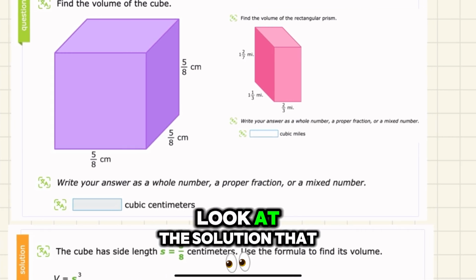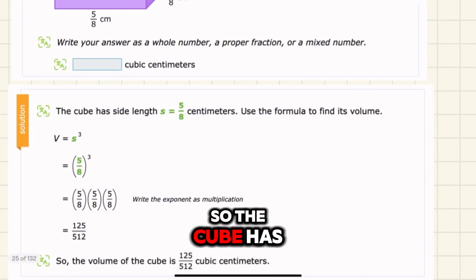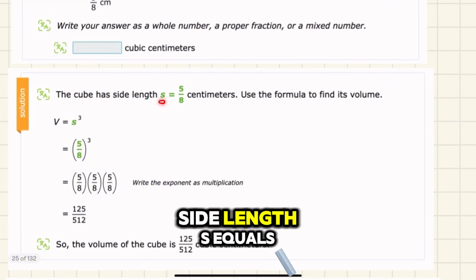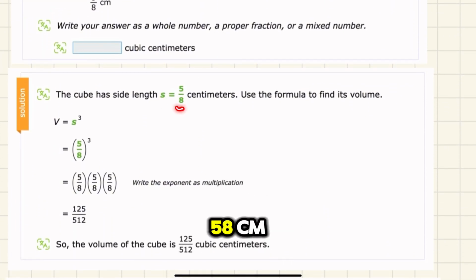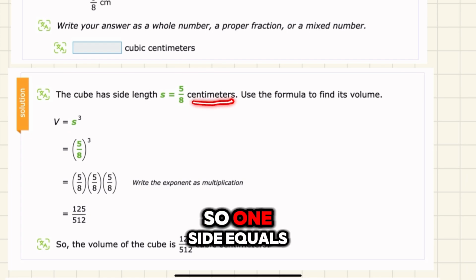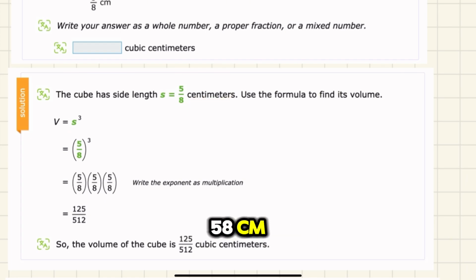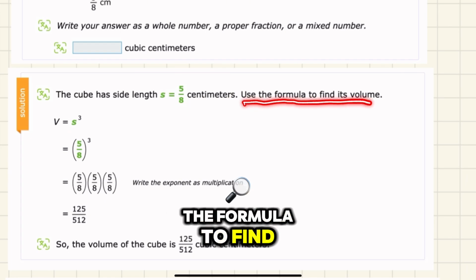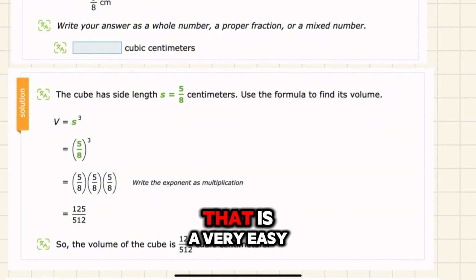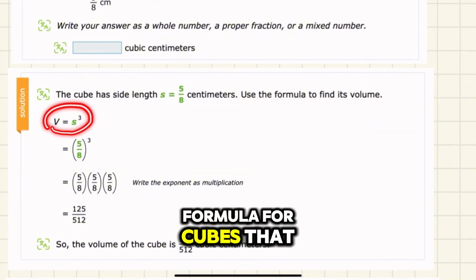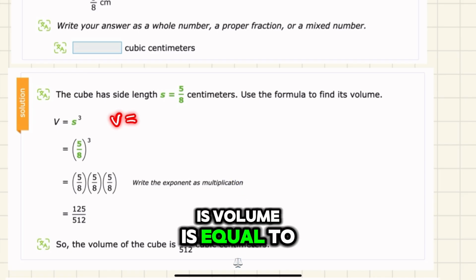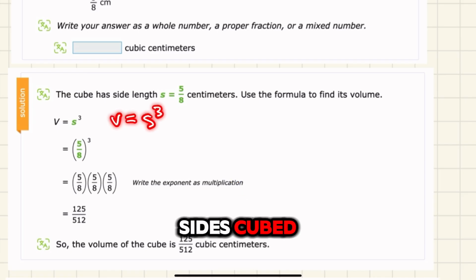So let's go and look at the solution that they have. The cube has side length S equals 5/8 centimeters. So one side equals 5/8 centimeters. We're going to use the formula to find its volume. That is a very easy formula for cubes. That is, volume is equal to sides cubed.